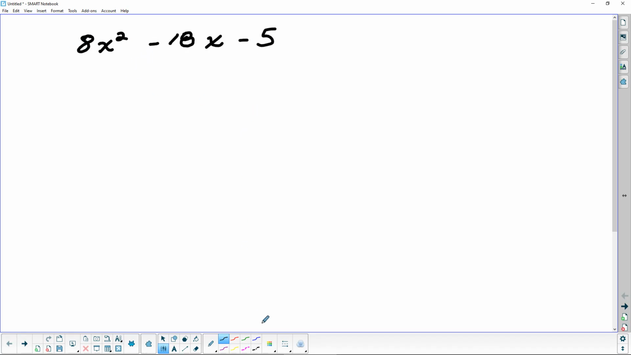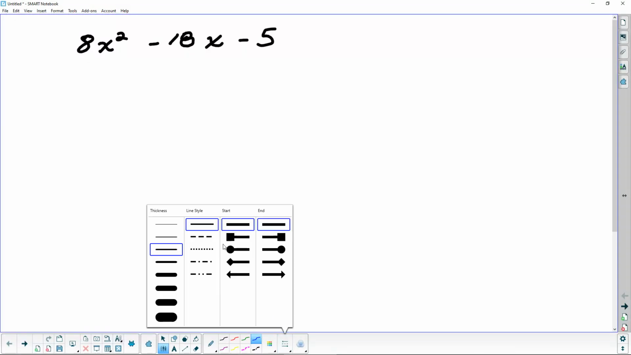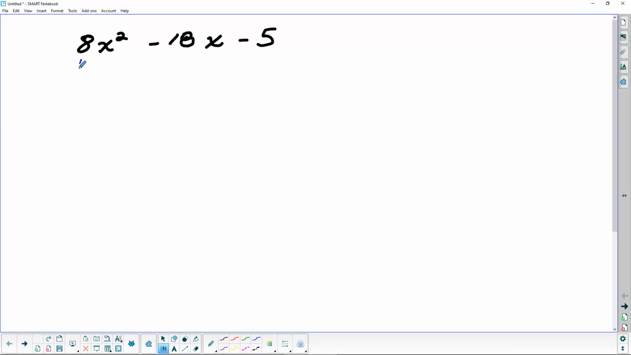So the first thing you do is you take these and you multiply them together. So 8 times negative 5 equals negative 40. Okay, so that's the first thing you do. Then you look at the factors of 40. So that's step one. Get the product of those beginning and end. Now this is going to be your sum number.